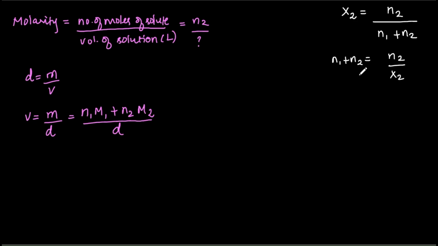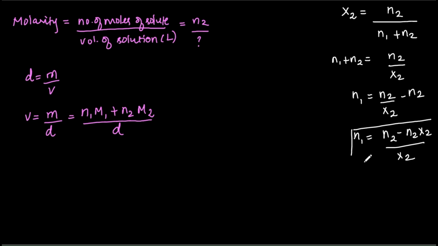Now we will take this N2 to the right hand side. So we will get the value for N1. N2 divided by x2 minus N2. Now after taking LCM, N1 is equal to N2 minus N2 x2 whole divided by x2. So this is the value of N1 we are going to substitute. So we will see the substitution here.